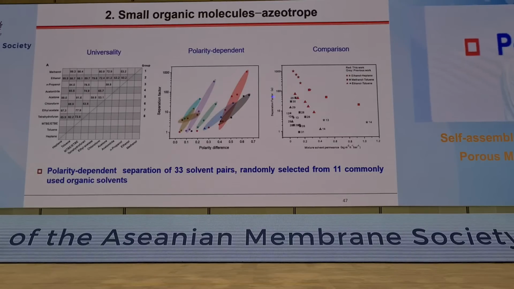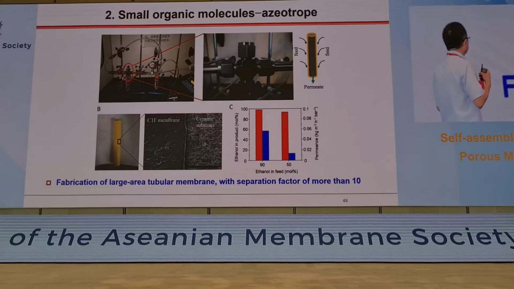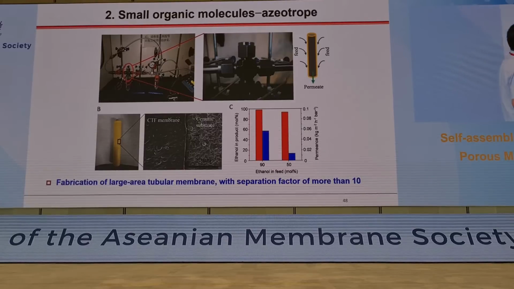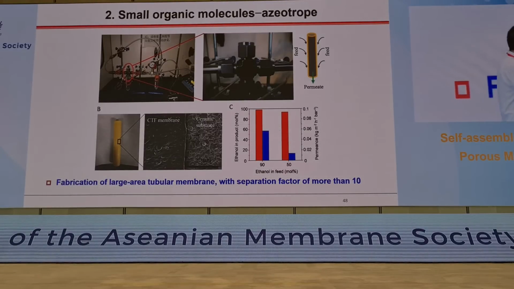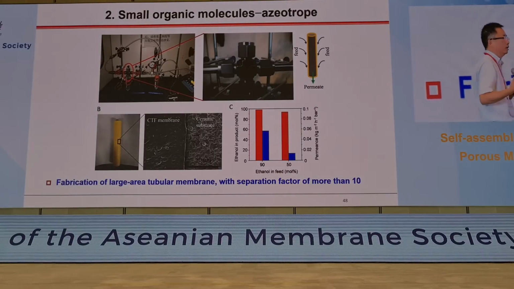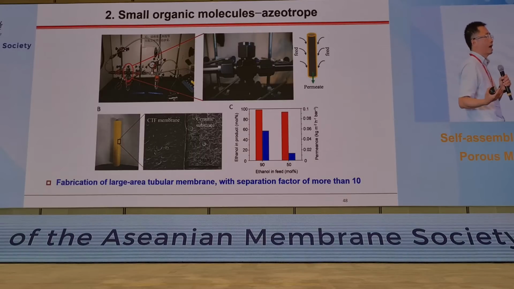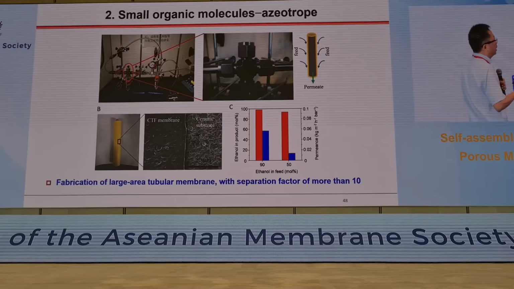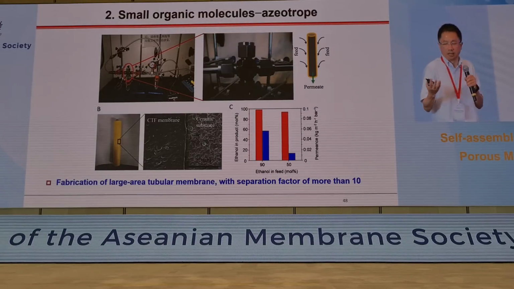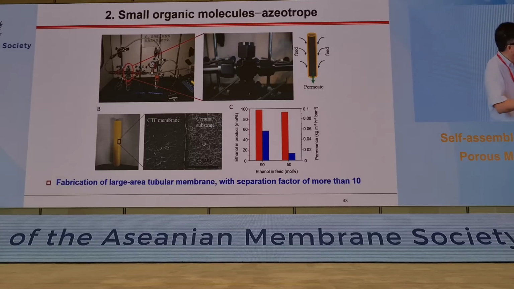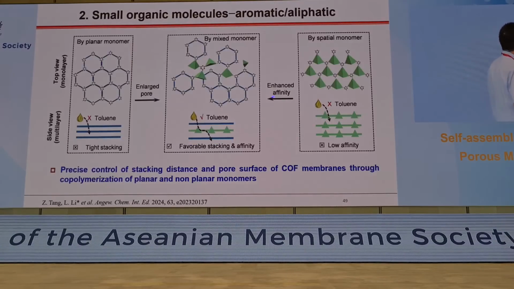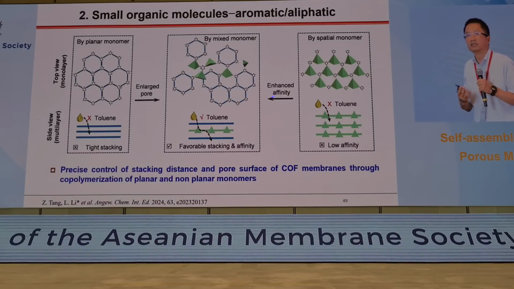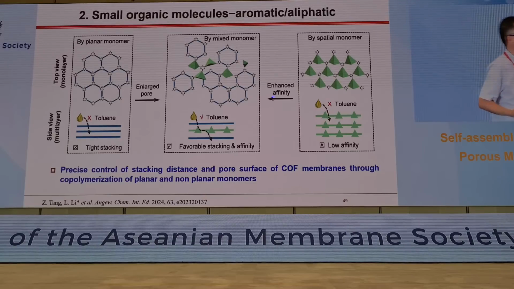reverse osmosis membranes. We further fabricated large-area tubular membranes. We found the selectivity drops a little bit due to the defects of large-scale manufacture. However, the selectivity of ethanol from the mixture of ethanol and alkane is still higher than 10. So this result shows this membrane may have potential for real industrial applications.